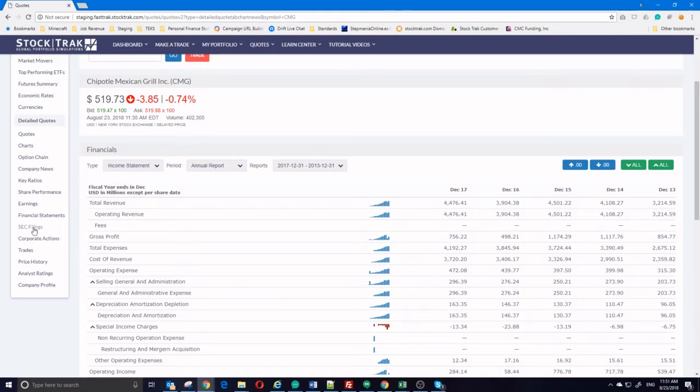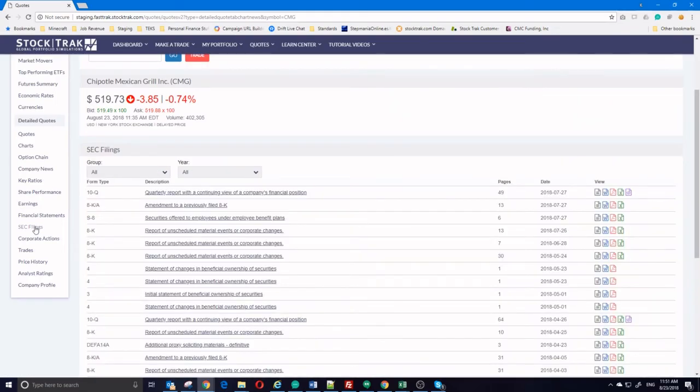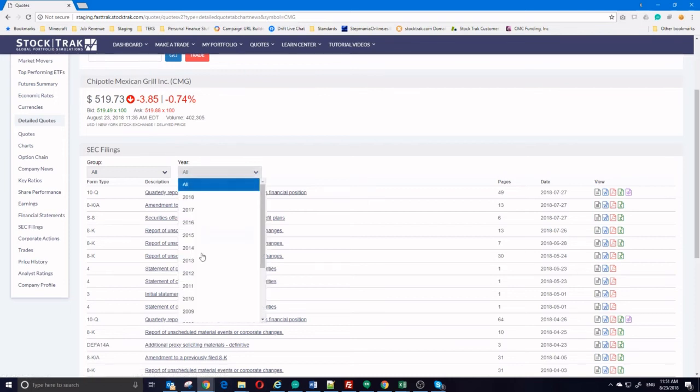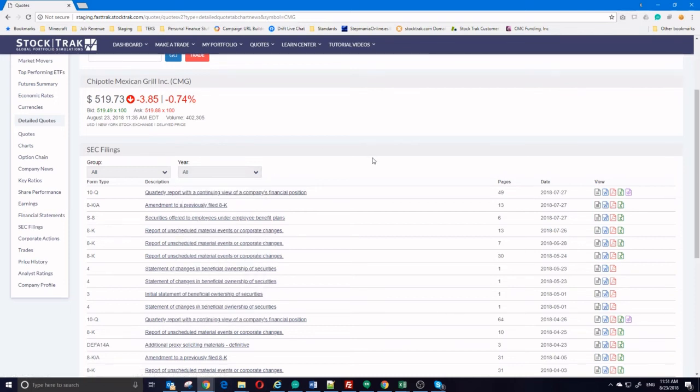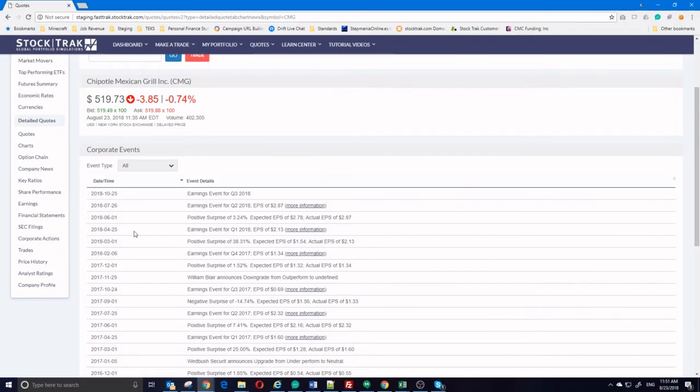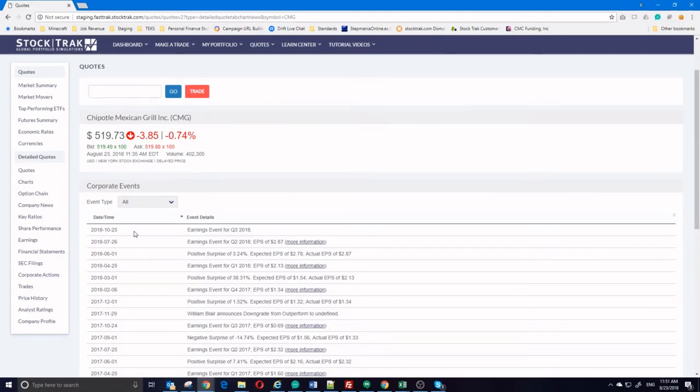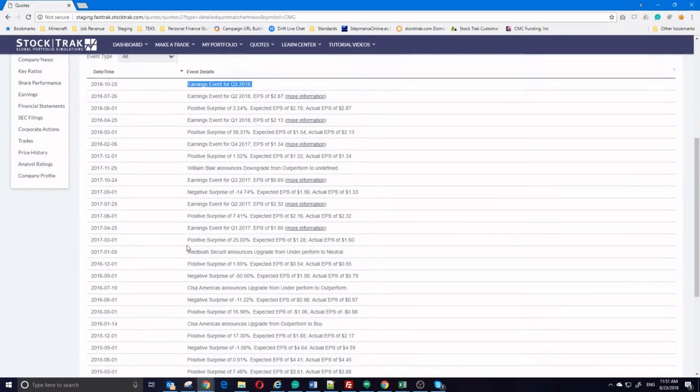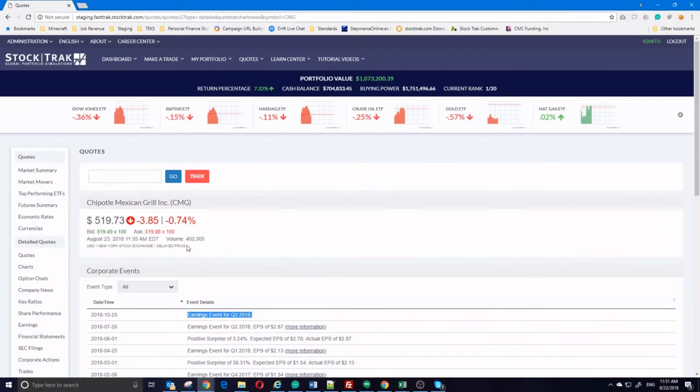SEC filings will show you everything that this company has filed with the SEC going back all the way until they IPO'd. You can export all this data using different file formats depending on what works best for you. Corporate actions will list all of the earnings events that have applied to this stock. So it'll say this is when they announced earnings for this quarter. More interestingly, for some stocks, it will also show if they've had any splits or dividends announced.